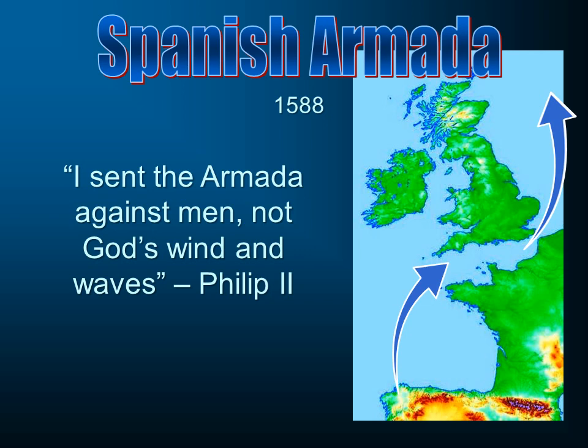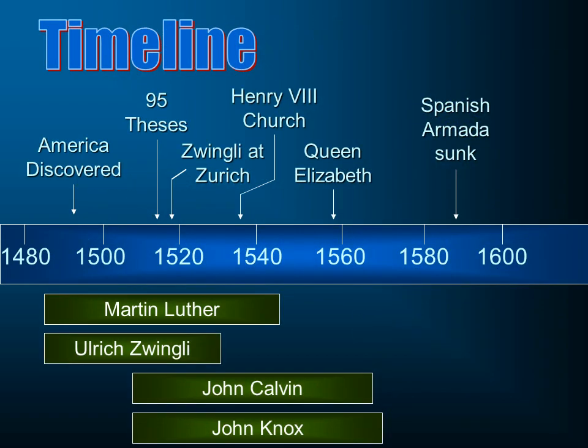And so this is seen, at least by Philip II, and perhaps by others, as an act of God in saving England and saving this new Protestant country. So we have the Spanish Armada sunk. We have Queen Elizabeth, a long reign. She never does take a husband. She never does have any children.